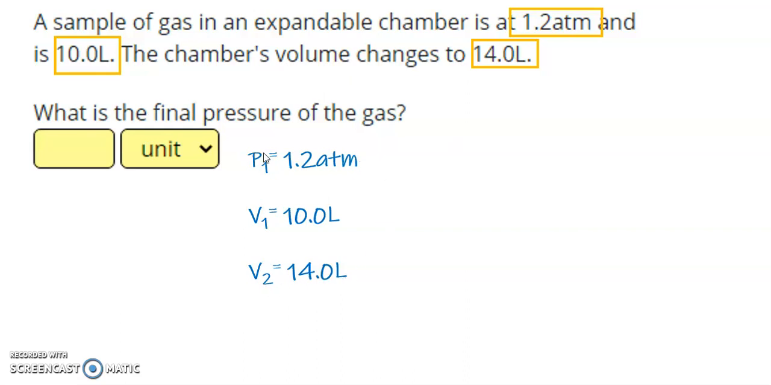I'm going to pick an equation that will help me find the final pressure of the gas if I know the initial pressure, initial volume, and final volume. And that equation is Boyle's law. P1 V1 equals P2 V2.